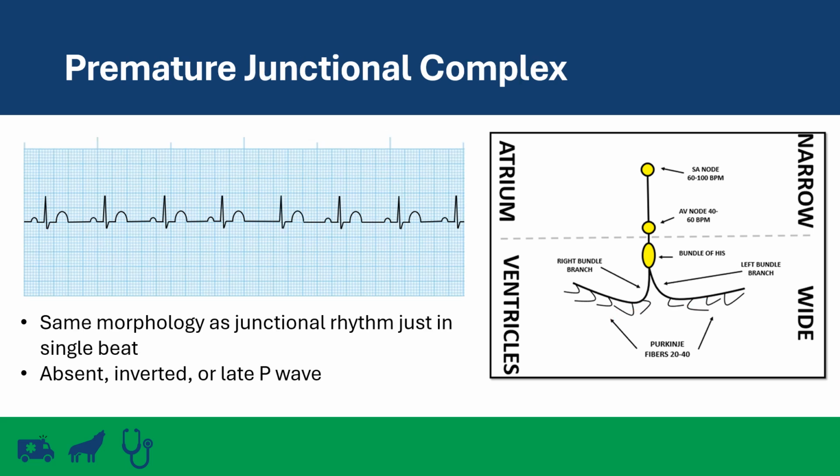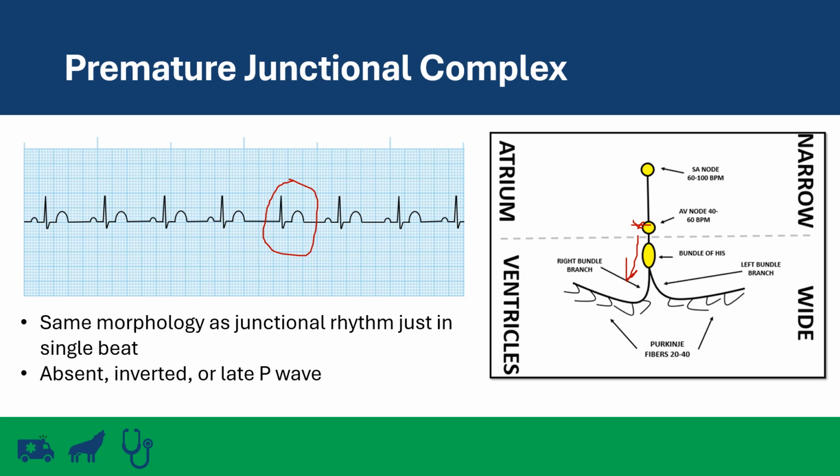Next, we have a premature junctional complex. So just like our PVC we just had, we have a normal sinus rhythm, and then we have this random beat here that's missing a P wave. So what's happened here is we've got a random myocyte in the AV node that decides they're going to send out the impulse. And we have a narrow QRS complex because remember it's coming from above the ventricles. The wiring of the heart is much more efficient above the ventricles, so we still have a narrow QRS, but we don't have a P wave. And that is very consistent with what happens in the AV node.